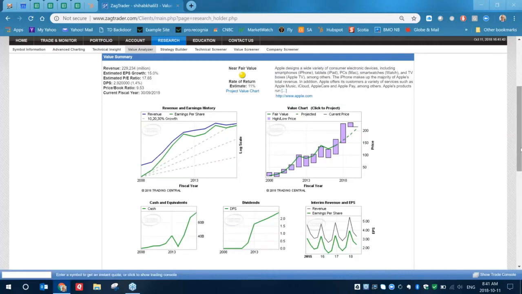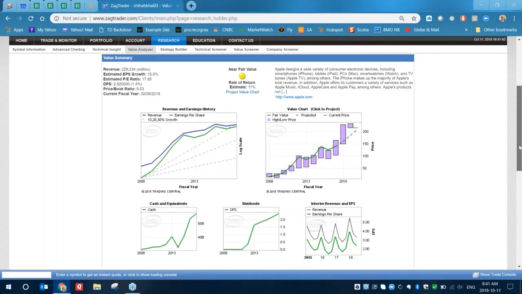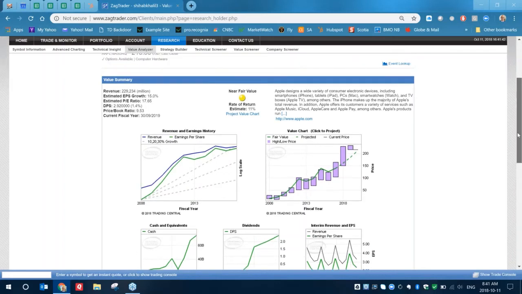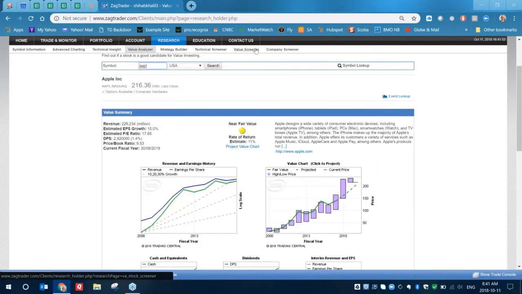We do have a screener, by the way, that's available inside Value Analyzer as well. You can access it right here in the value screener. So if you're looking for a very particular set of value investing criteria in a particular market, you can use the value screener to come at that as well.